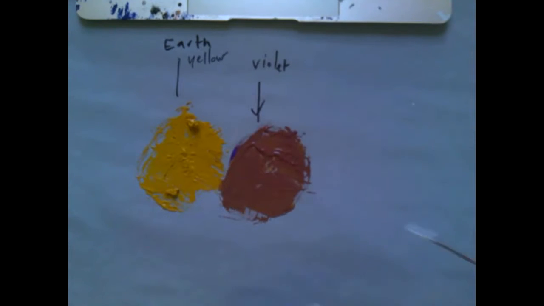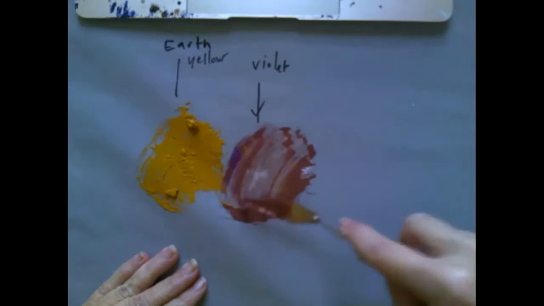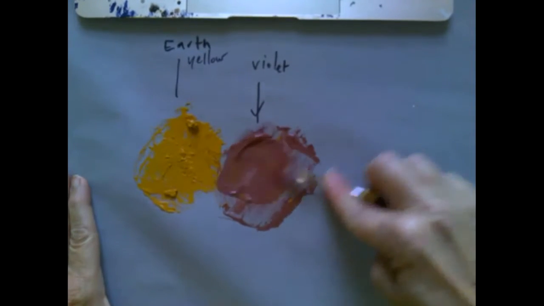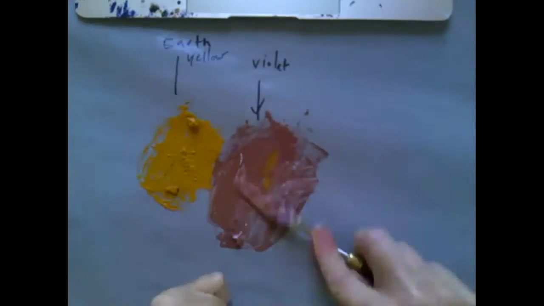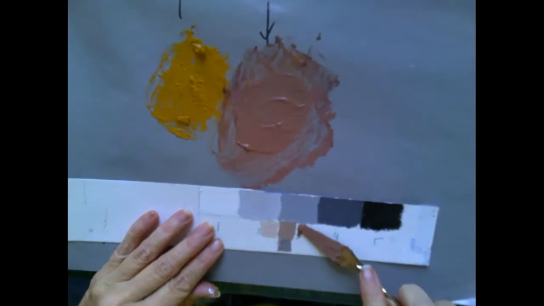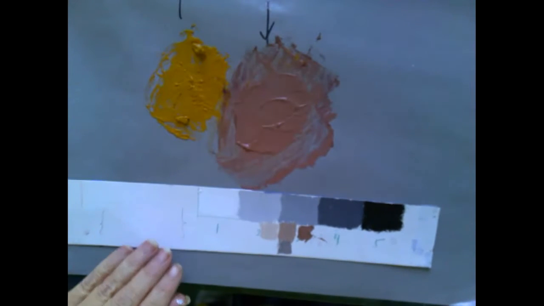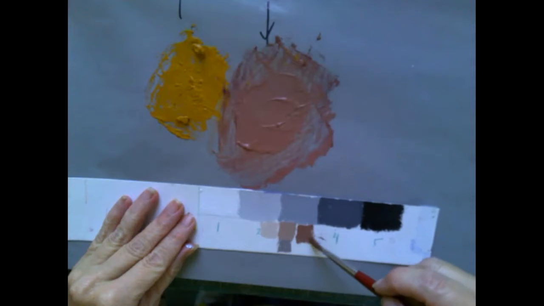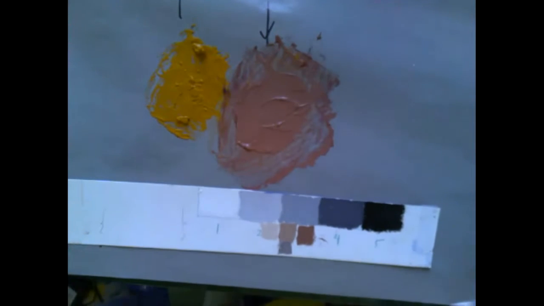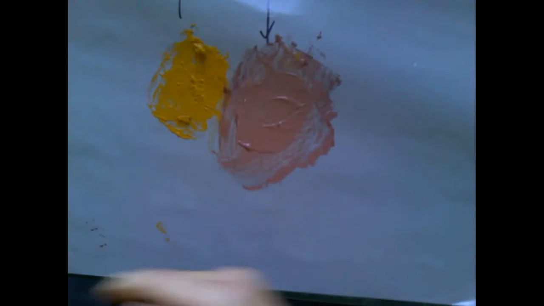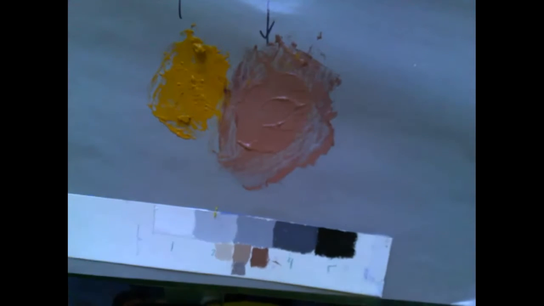Here I'm adding white to make the color a midtone value. Value scale. And I can already see it looks too dark. It looks closer to this one, but we're going to just follow the process. And yeah, it's too dark. So we're going to add a little more white.